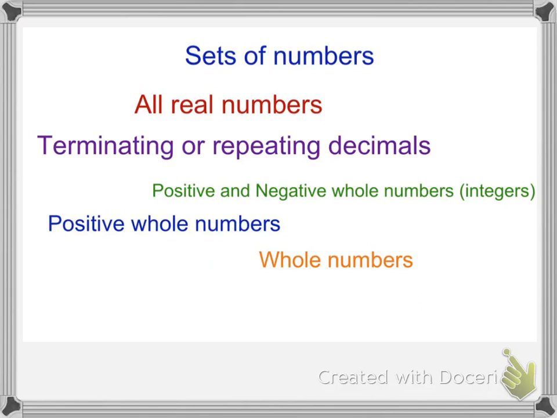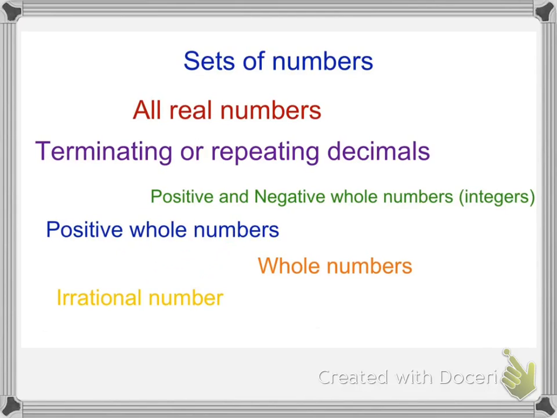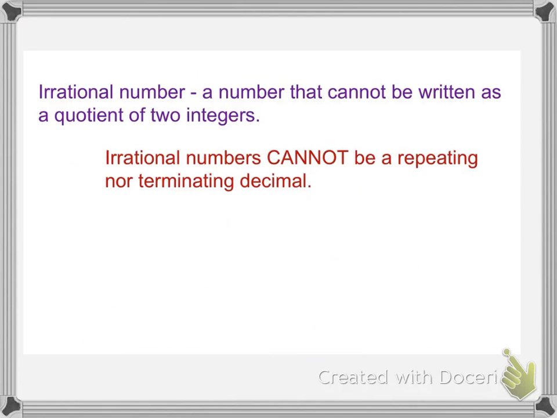Then we have regular whole numbers, and it's shaped like a W. We also have irrational numbers, which is shaped like an I, and it's easy to remember because irrational is an I. Irrational numbers are numbers that cannot be written as a quotient of two integers. Irrational numbers can be neither repeating nor terminating.